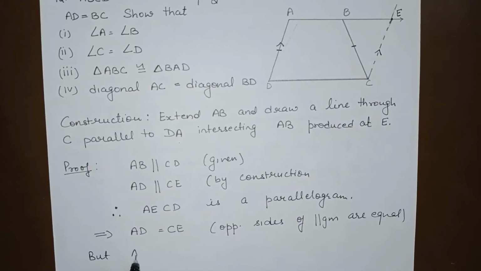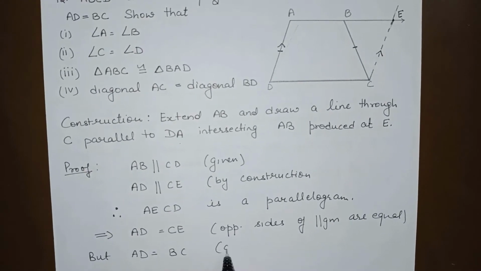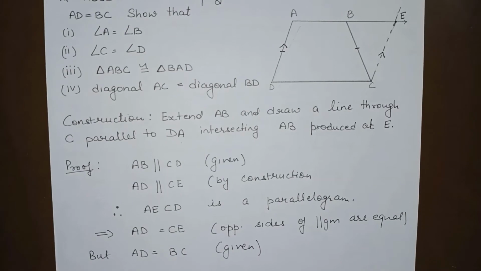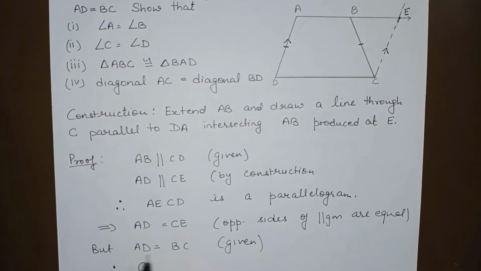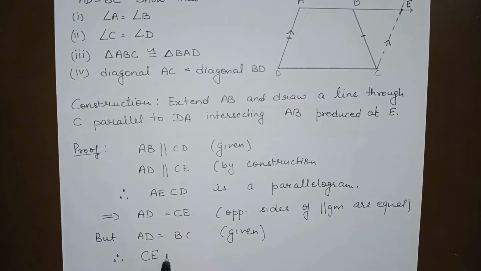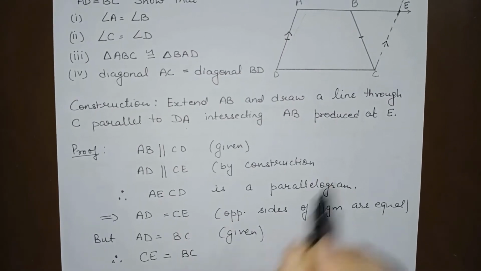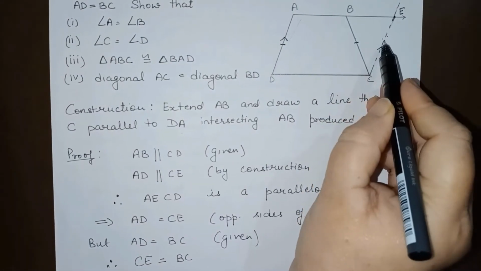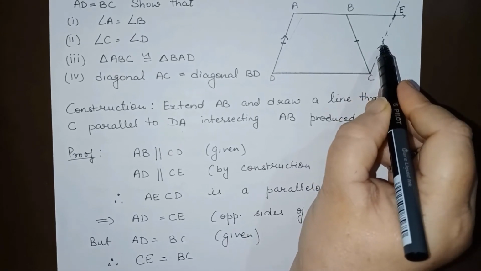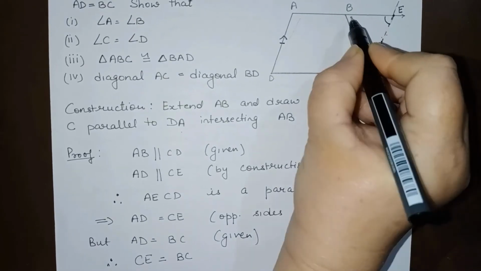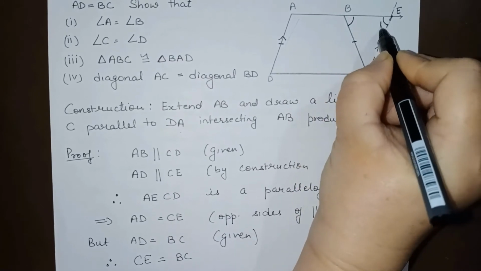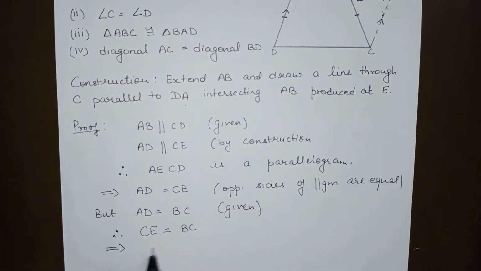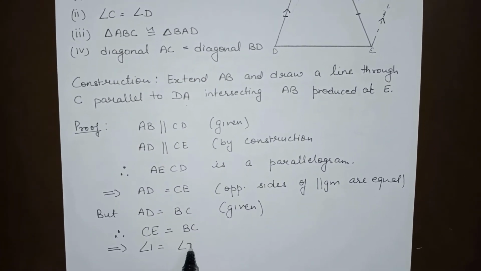But AD is equal to BC, it is given. So therefore we have AD is equal to CE, AD is equal to BC. We have CE is equal to BC. That means these two sides of this triangle BEC are equal. And we know that when two sides of a triangle are equal, then angles opposite to them are also equal. Let me take these two angles as angle 1 and angle 2. Now this implies that angle 1 is equal to angle 2.